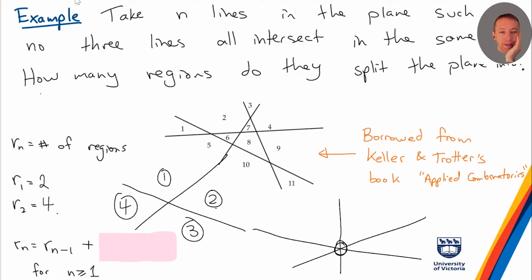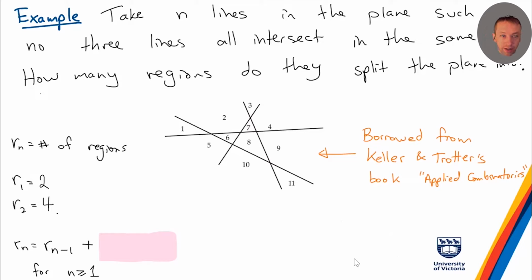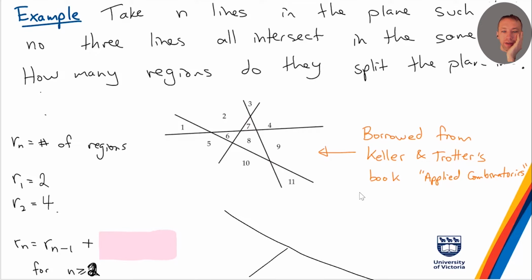Now here's the general case. I want to get a recurrence, maybe for n at least 2. Suppose I know how many regions n-1 lines make, and now I'm adding an nth line, and I want to say how many regions I have. So imagine we've added 2 lines, and now I'm going to add a third line. Right now we have 4 regions, 1, 2, 3, 4. Suppose I'm going to add a line like this, going through here.